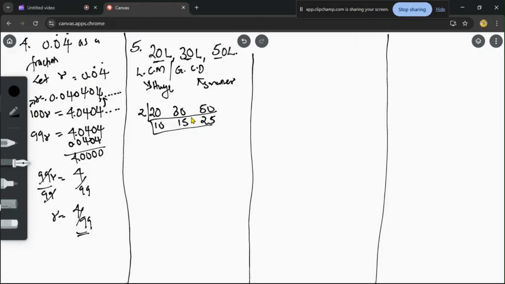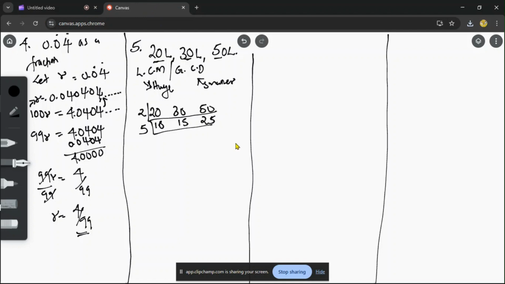Can 3 divide 10? No. Let me go to 4. 4 cannot go into 10. It cannot go into 15 without a remainder, or even 25. If I go to 5, yes, 5 can go into 10, into 15, and also into 25.